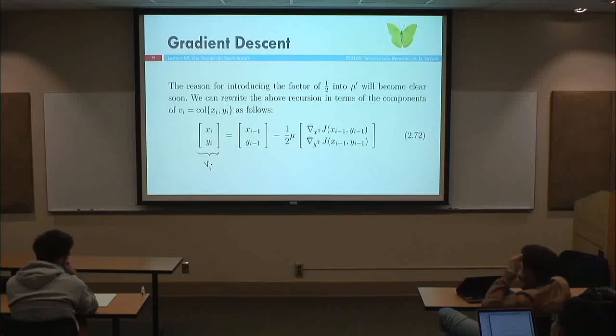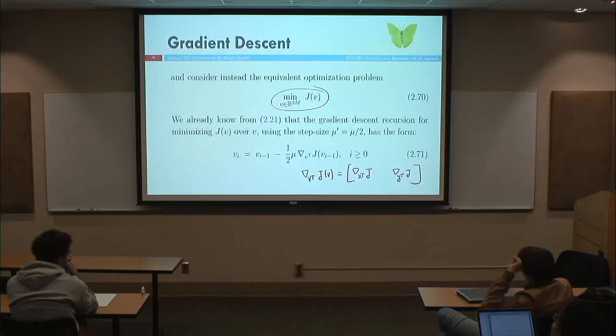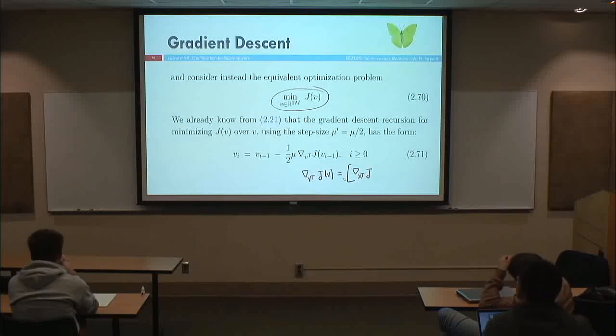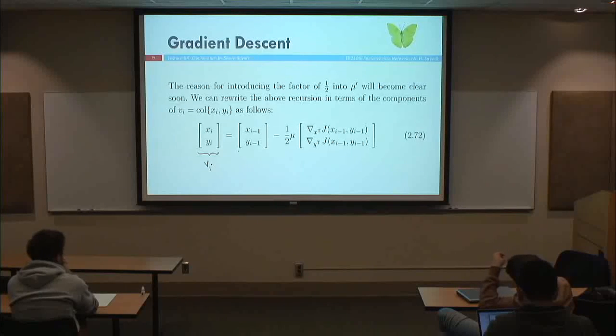So this is here, VI. It should be a column, right? Yes. So you are paying attention. This should be a column, okay? Y transpose J, right? Okay. So here it is. This is VI minus 1, and this is the gradient relative to V, okay?